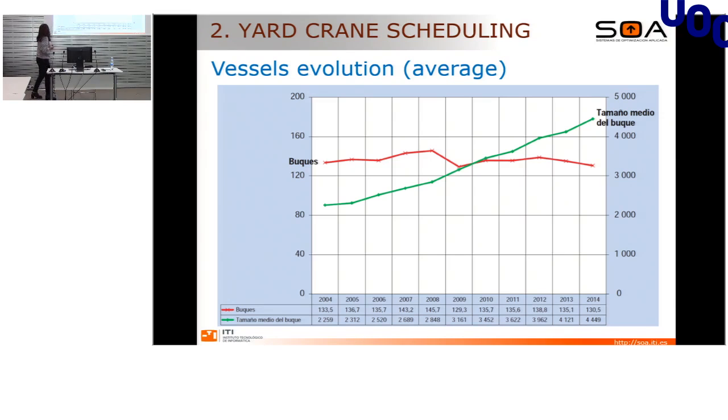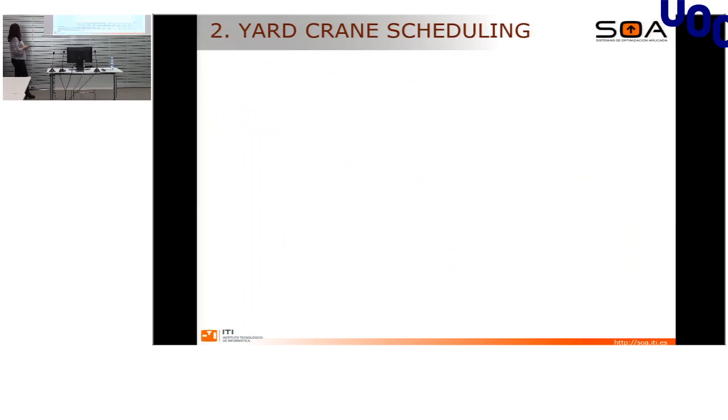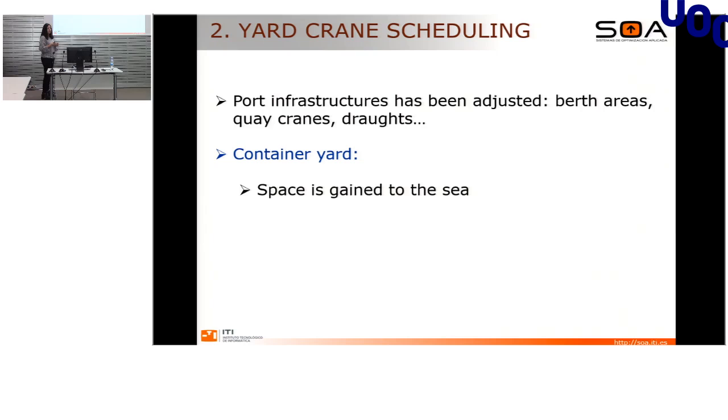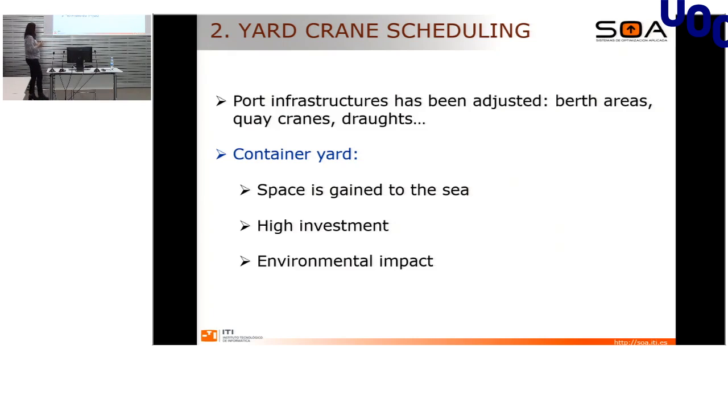The consequence of this is that port infrastructures have been updated for the arrival of these new vessels with this size: berth areas, quay cranes, drafts, and so on. But for the container yard, it's not so easy, because the space has to be gained from the sea. So it means that the cost is really high, and also the impact on the environment.